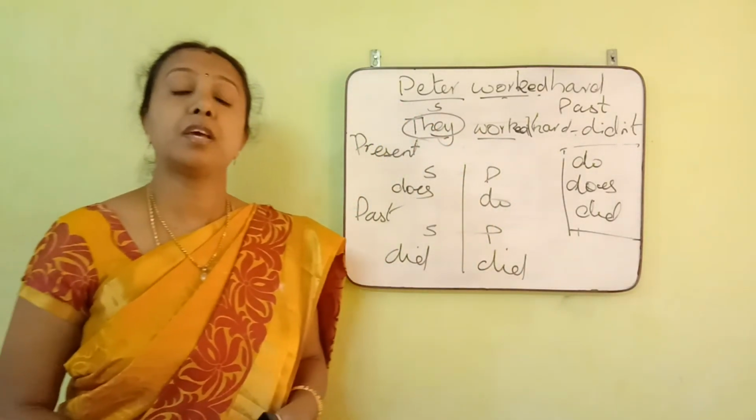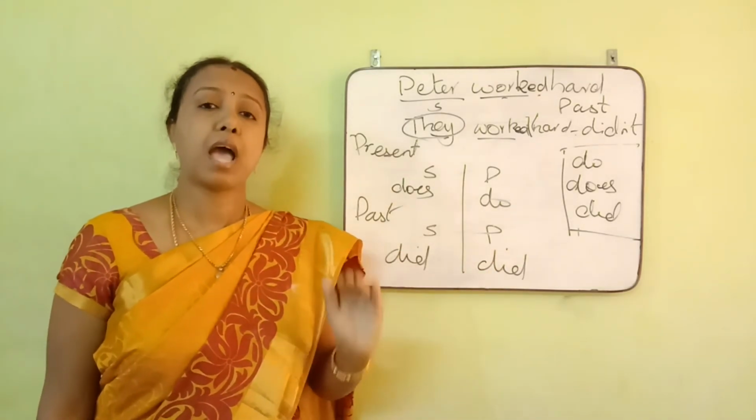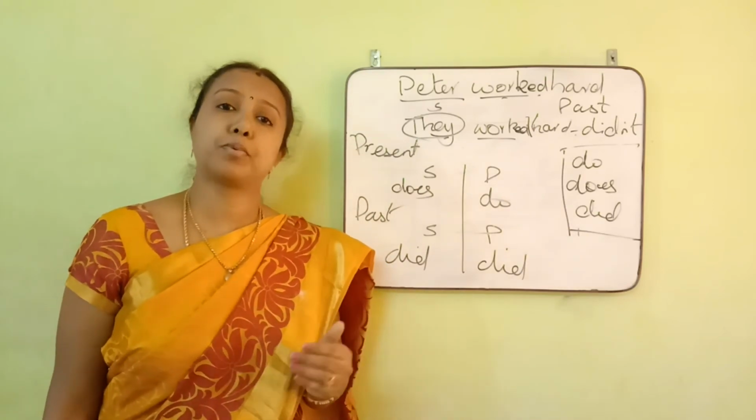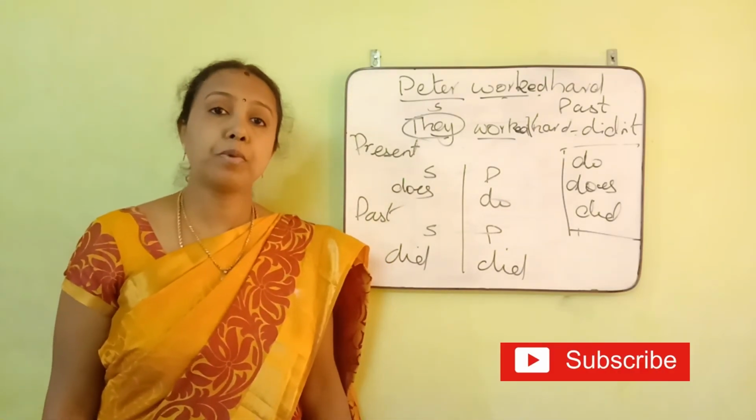So these are the be verb, do verb and have verb, and where you are supposed to use singular and where you are supposed to use plural. I hope you have understood.